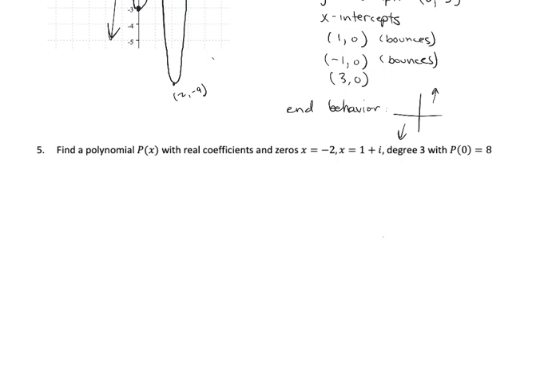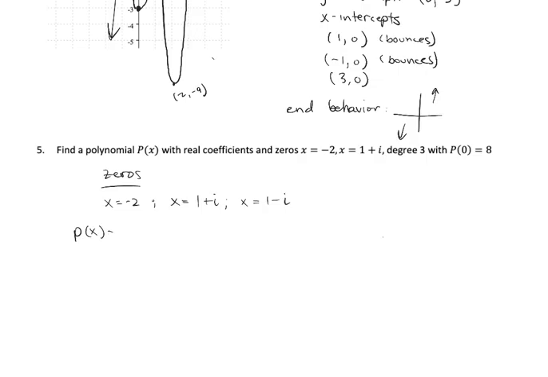Question 5, we need to have a third degree polynomial, which means we need to have 3 zeros. So I'm going to start there. The 2 zeros that are given are x equals negative 2 and x equals 1 plus i. So the one that's not given, the one that we need to come up with, is x equals 1 minus i.